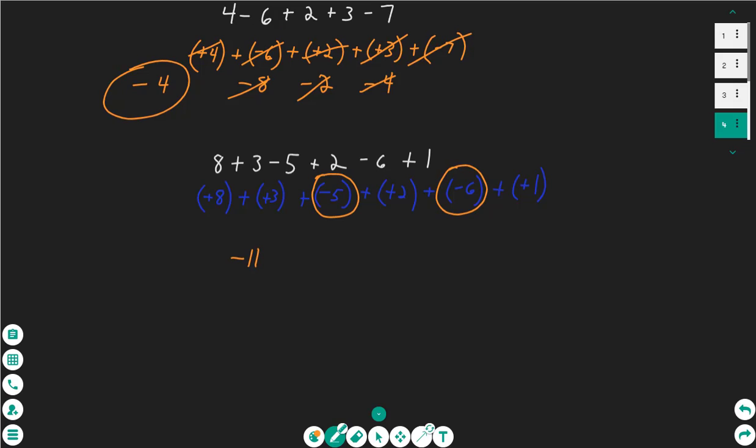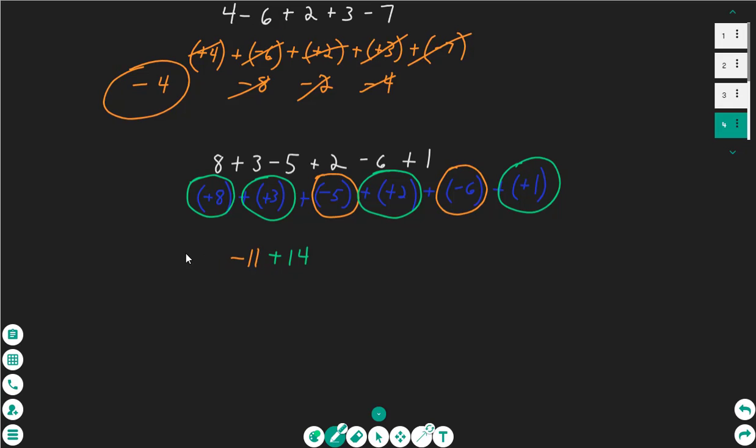And then we will add up all of our positives. So we have a positive 8, right? Adding that to this 3, signs are the same. So we're going to have 8 and 3 is 11. 11 and a positive 2 is going to give us a positive 13. Positive 13 and a positive 1 is a positive 14. So we end up with a positive 14 here for all of our positive numbers.